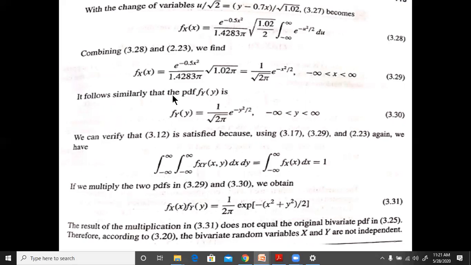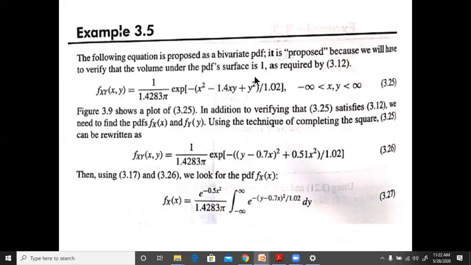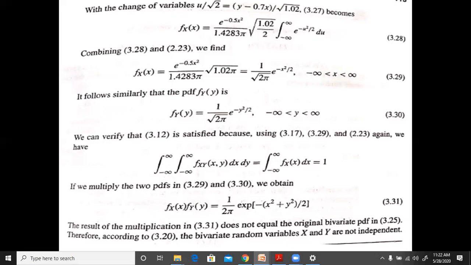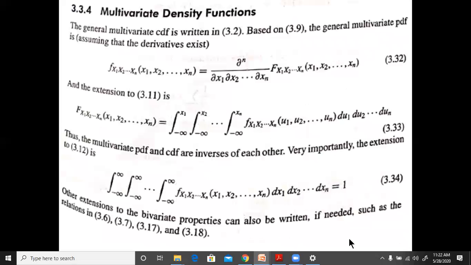If you multiply the two PDFs, f_X(x) and f_Y(y), you get a quantity which is something like this: 1 by 2 pi exponential of minus (x squared plus y squared) by 2. The result of that multiplication does not equal the original bivariate PDF in 3.25. This is something different from what we have in the earlier equation over here. Therefore, we say that f_X(x) multiplied by f_Y(y) is not equal to f_XY(x, y). Therefore, x and y are not independent.